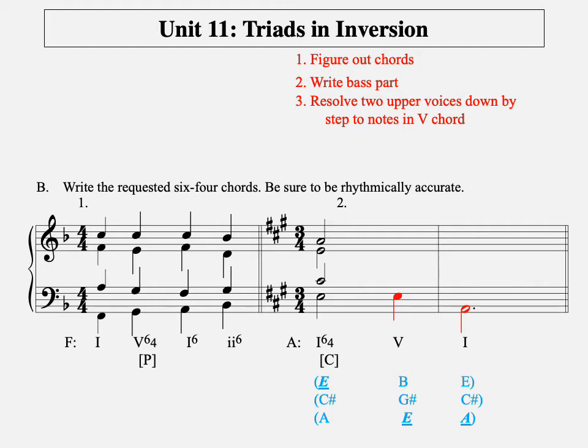So if we've got an A C sharp E chord going to an E G sharp B chord, then the notes that should move down by step are there's a C sharp that should go down to a B, and that would be what would happen in the tenor voice. And there would be an A that should go down to a G sharp, and that would happen in the soprano voice, like that. And what about the alto?